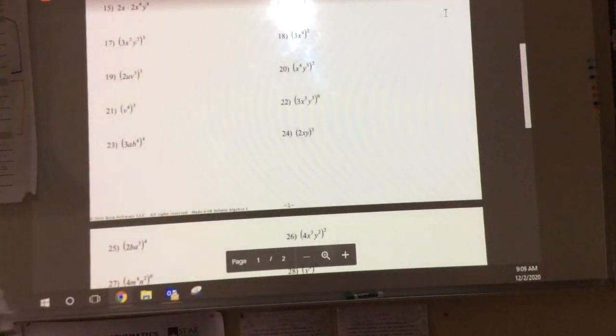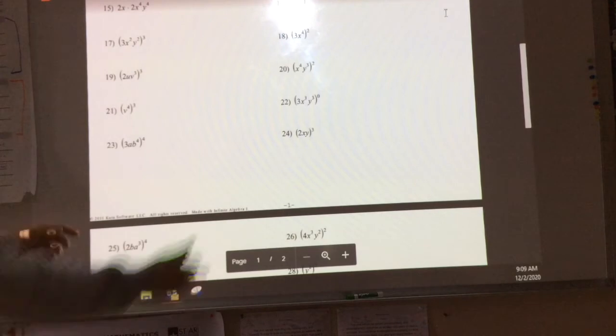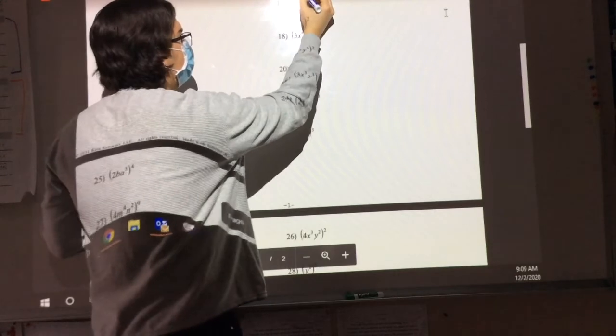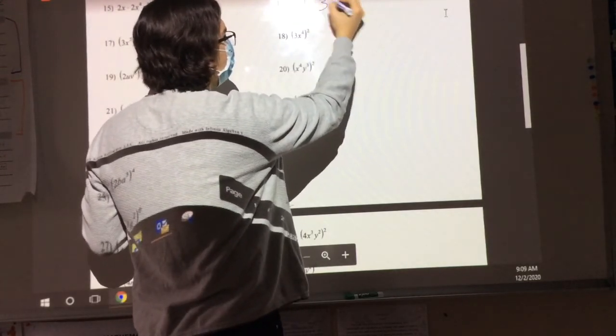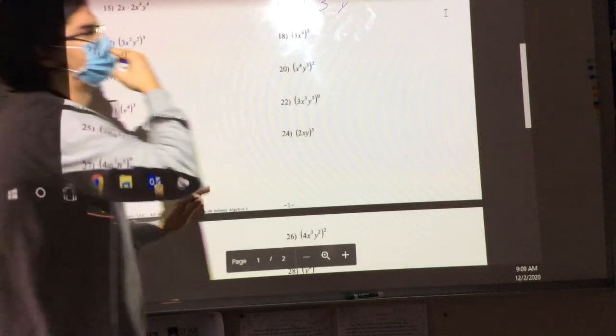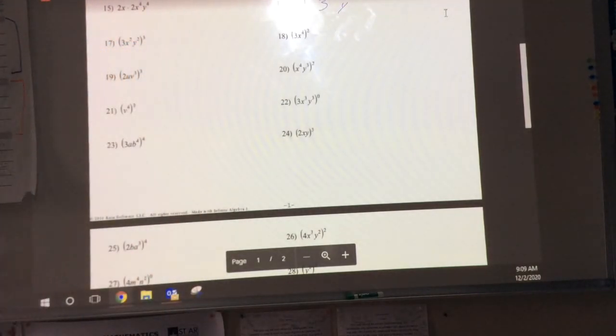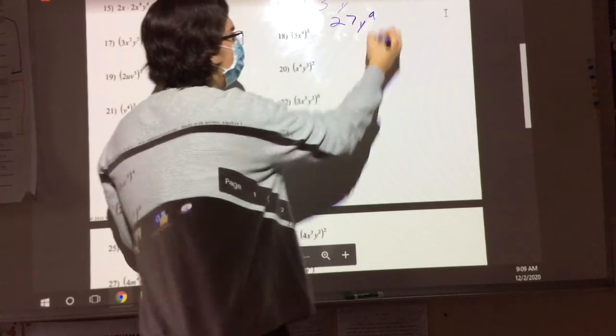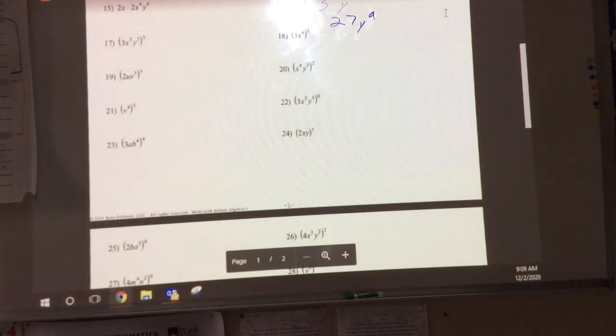All right, 16. Pretty straightforward. We're going to take the 3 here, and we're going to distribute it out. So if I distribute it out, I'm going to end up with 3 to the 3rd, y to the 9th. Are we all okay with how I got to that spot? Okay, well, 3 to the 3rd is 3 times 3, which is 9. 9 times 3, which is 27. And so I end up with 27 y to the 9th. Are we okay there? Any questions on that one?